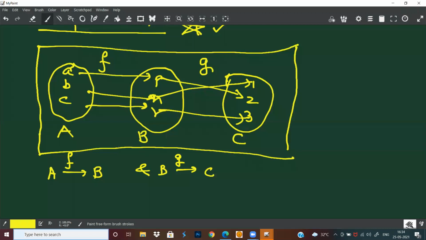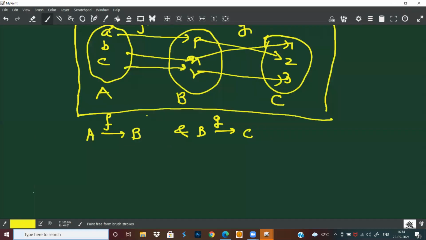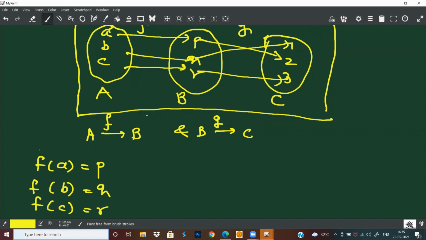You have to answer me this. What is f of A? F of A is P. Understood? What is f of B? Q. And what is f of C? R. Did everyone understand this? Anybody who has a doubt here? F is a function from A to B. A, B, C is the domain of F and this is the range of F.